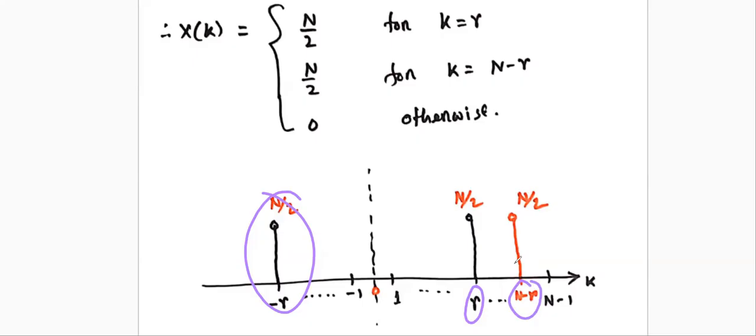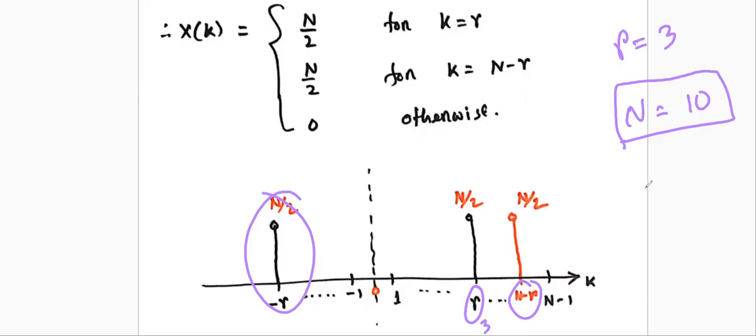Now the question is, let's say r equals 3 and we are taking n equals, let's say, 10. So 10 samples and r equals 3. So we can define that this r is 3, and n minus 3, which is equal to 10 minus 3, which is equal to 7. And this sample is at the 7.